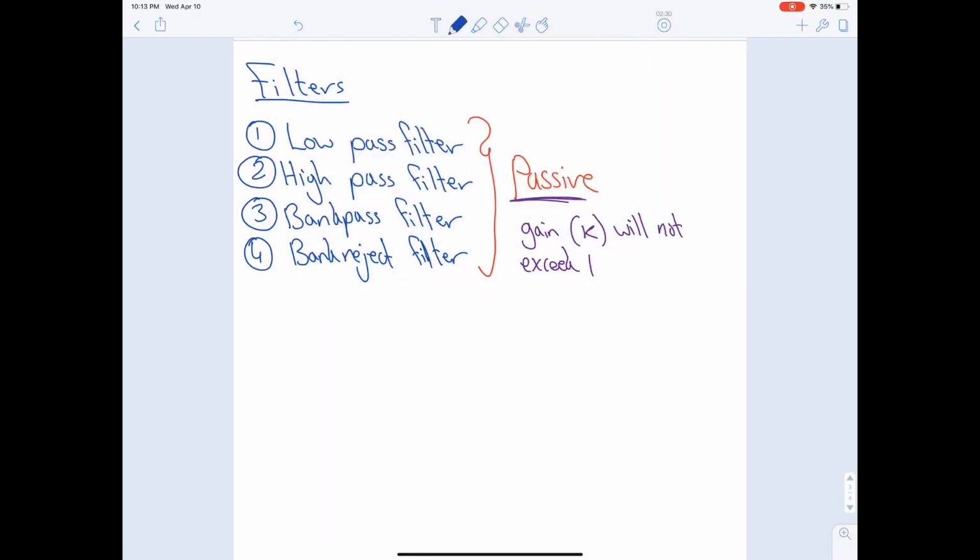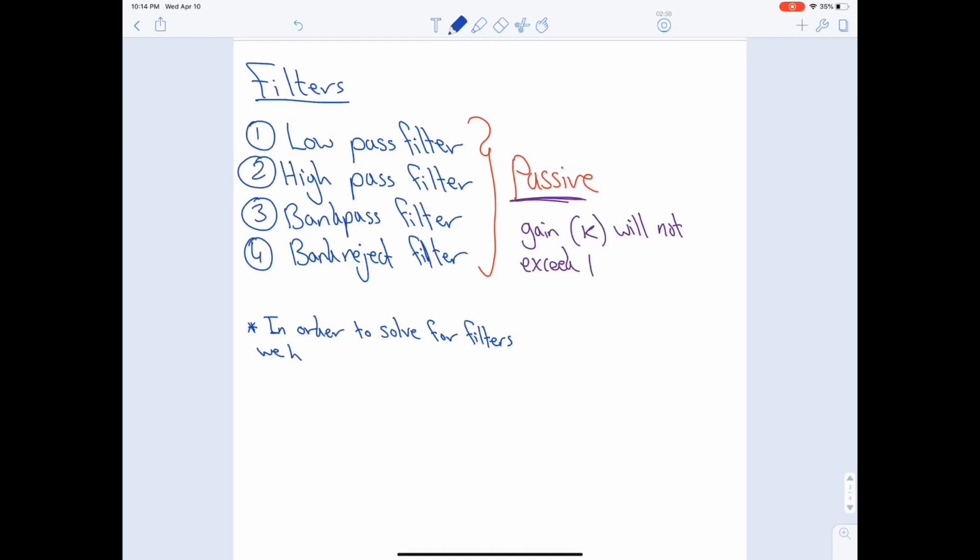We will discuss deeply the low pass filter, we will analyze them. We will also analyze the band pass filter. However, we will only touch on the band reject. We will not analyze it. Now, in order to solve for filters, let's take a note.